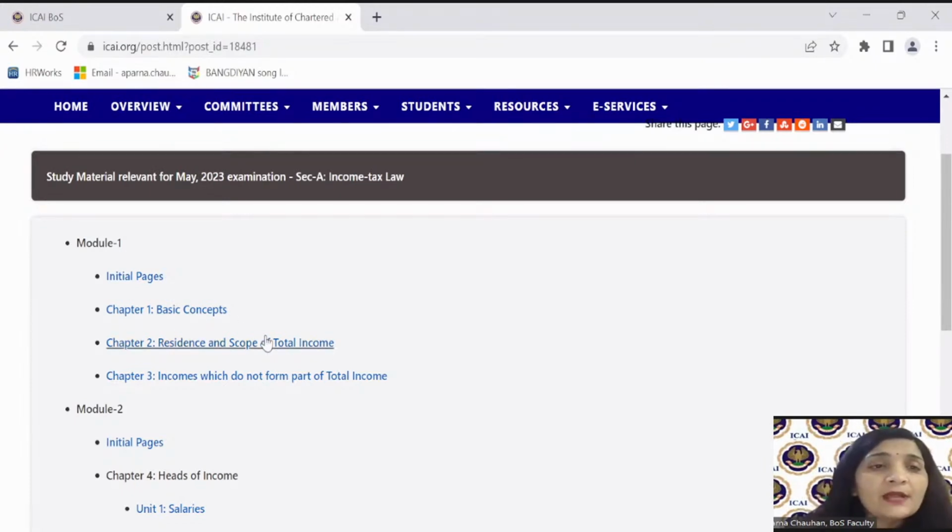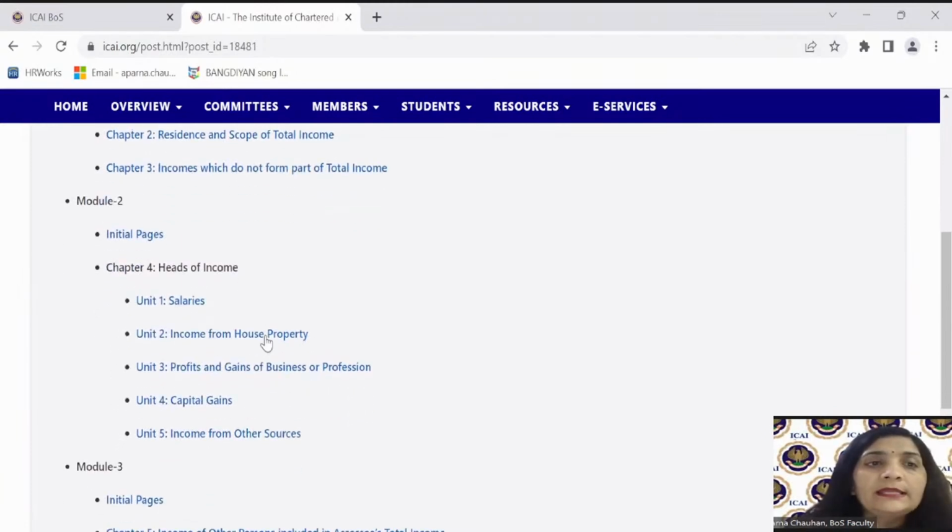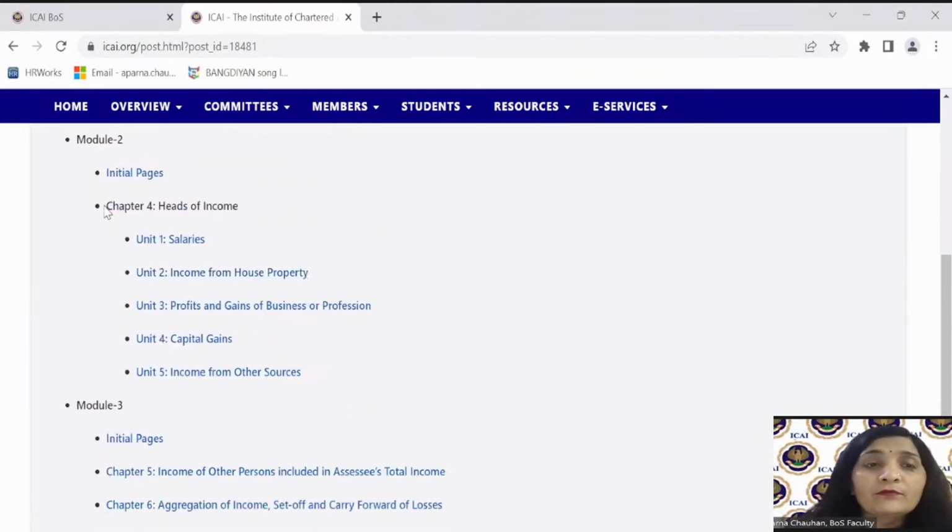For example, here you see, there are 3 chapters in module 1. Then in module 2 again there is 1 chapter, but it is a very important chapter because it comprises 5 units. These 5 units are your 5 heads of income, right? This whole income has to be computed under these 5 heads of income. There is a concept of income. Of course, income tax is the tax which is levied on the income.